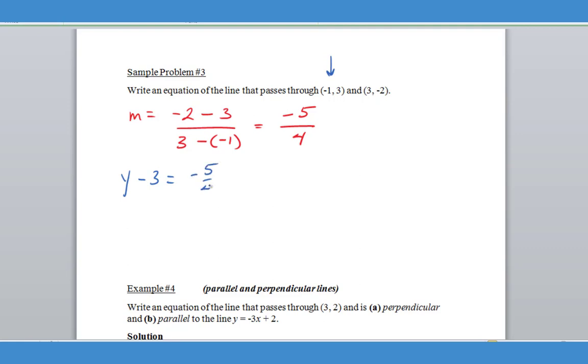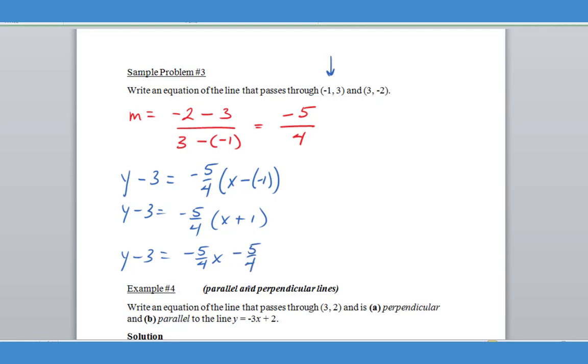So I'm going to start off with the 3 for y, so that's y minus 3 equals the slope, -5/4 times x minus, in this case it's a -1, so I'm going to put that in parentheses. And I'm just going to take this one step at a time. I'm going to go ahead and change that negative of a negative to a positive value. Next, I'm going to distribute the -5/4, so -5/4 times x is -5/4 x. And -5/4 times 1 is just going to be -5/4.